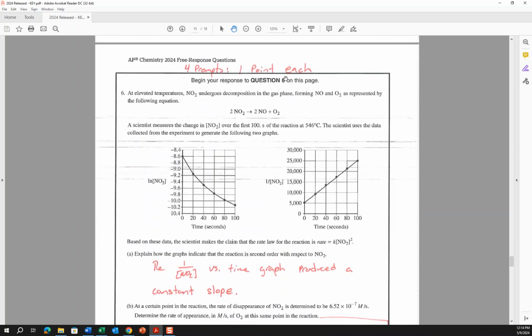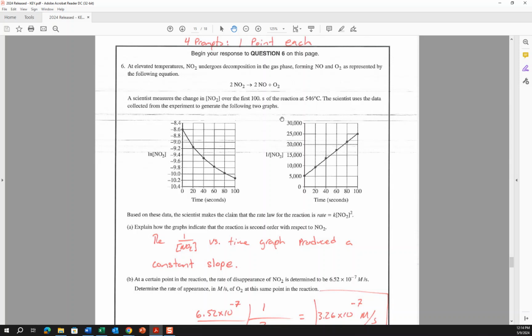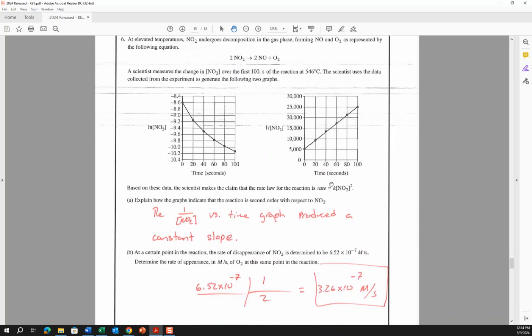All right, question 6. Another 4 prompter, so 1 point apiece. Okay. So here they give us the natural log of concentration versus time graph and the 1 over the concentration versus time graph. That's a straight line, so we know it's second order. They tell us it's second order in the rate equation they give us here. And they're saying in part A, explain how the graphs indicate the reaction is second order with respect to NO. And I would say the 1 over concentration versus time graph gave us a straight line or a constant slope, and that means it's second order.